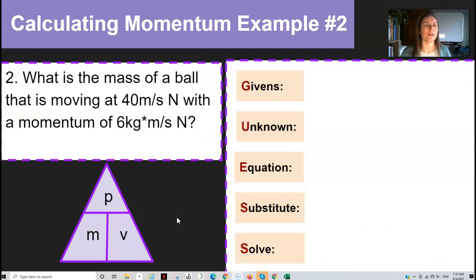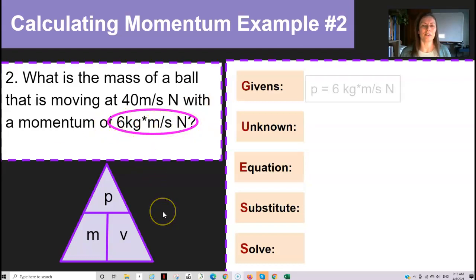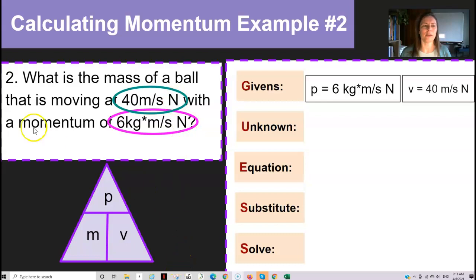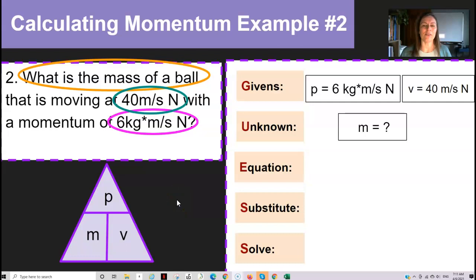All right, example 2. What is the mass of a ball that is moving at 40 meters per second north with a momentum of 6 kilogram meters per second north? All right, so in this one we have a given that is our momentum, right? It says with a momentum of, so there's our momentum, and we included the direction of north. And here's our velocity, 40 meters per second, and we included the direction of north. It says what is the mass? We're looking for mass.